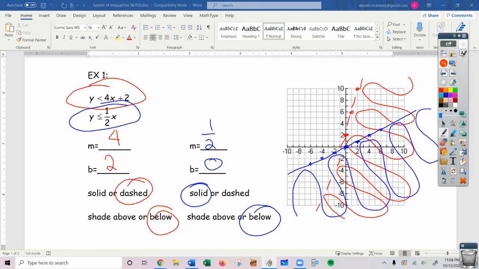Now, yesterday, we were looking for where the two lines would intersect. Well, we're doing that same thing today, except now we're looking where the two areas intersect. Or where do we see red and blue happening at the exact same time?